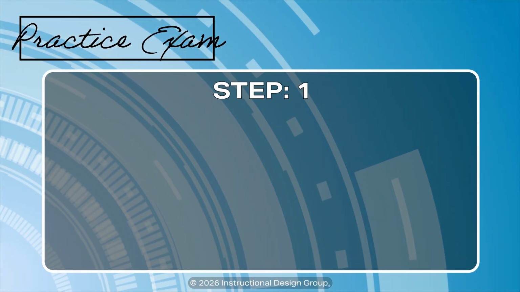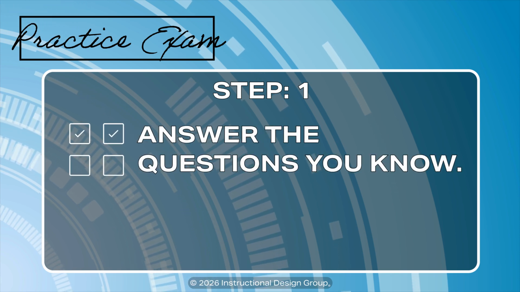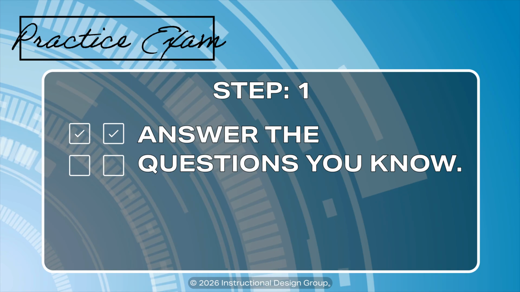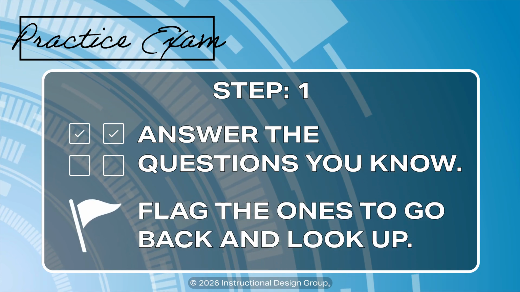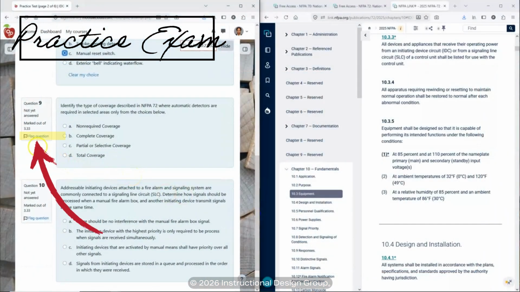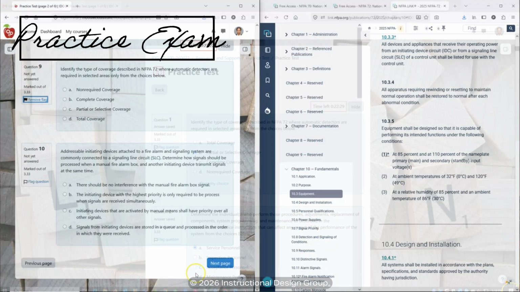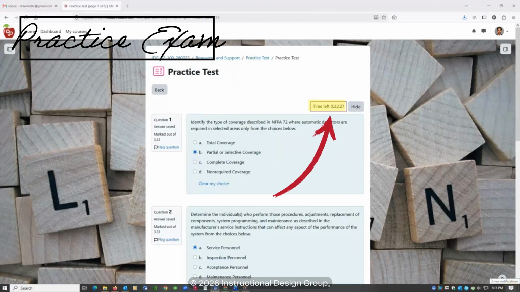Step 1. Referencing codes and standards during an exam consumes valuable time. You should start by reading each question and answer the ones you are sure of. Flag the questions you do not answer so you can go back to them. Once you have answered all the questions you know, you can go back to look up the ones you flagged for review. Check the quiz timer to be aware of how much time is left.